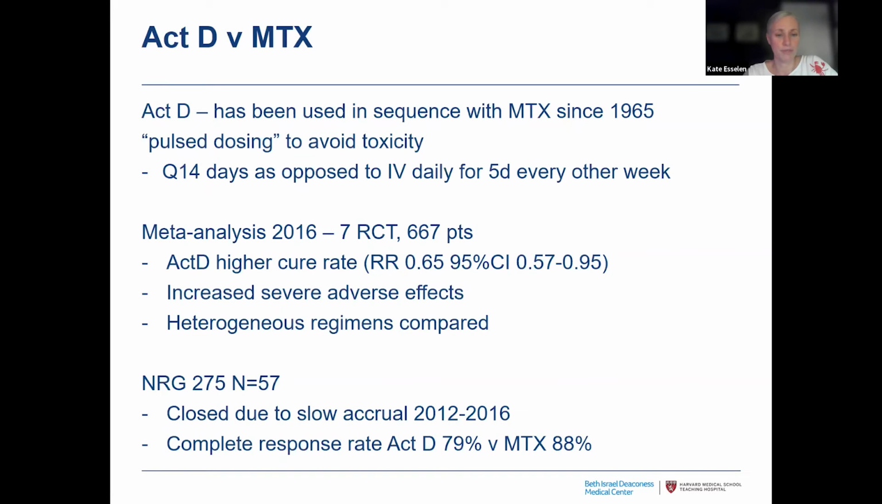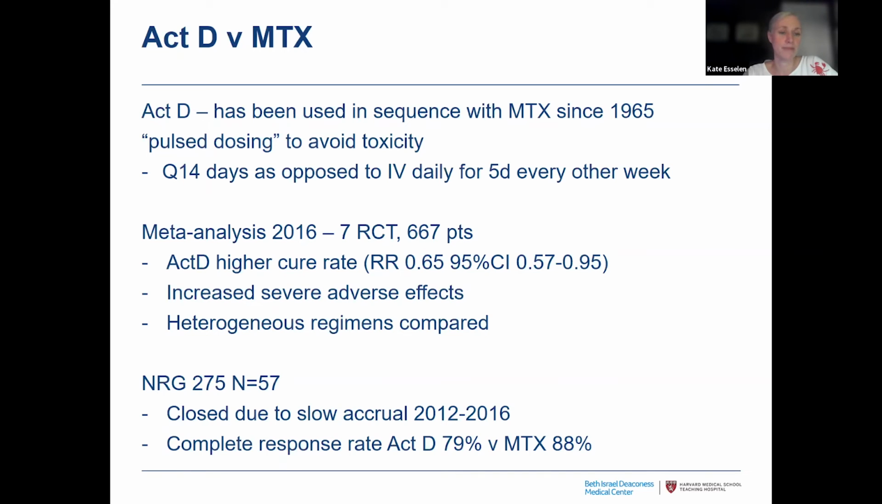It was accruing between 2012 and 2016 and only got about 57 patients, and they were randomized to either a pulsed actinomycin D regimen versus a multi-dose methotrexate regimen. And as you can see there, the study was closed early and is not powered to truly detect any differences, but the response rates are very equivalent: 79% for actinomycin D and 88% for methotrexate.